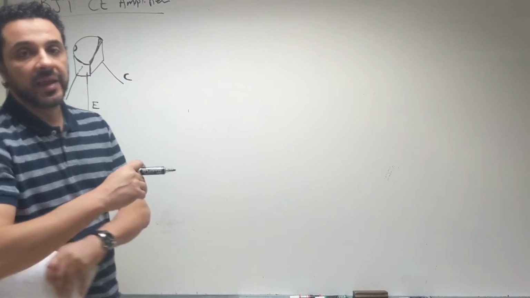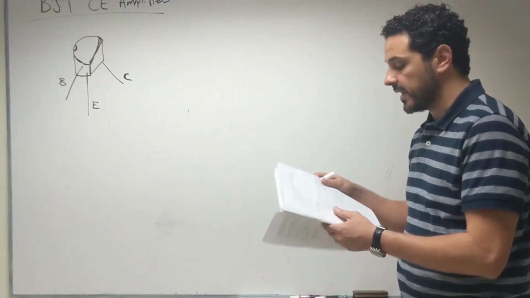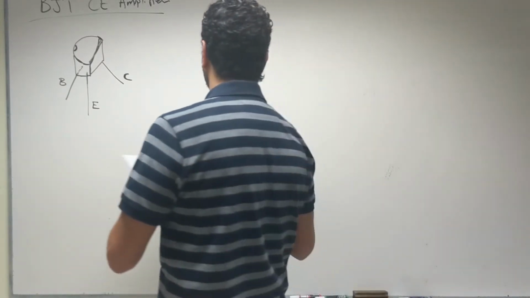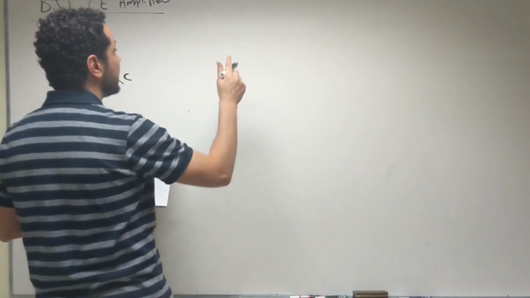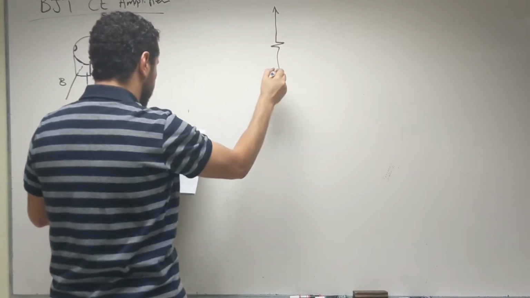So the experiment today, we are going to implement the common emitter amplifier. The first step of the implementation today is we are going to implement the DC circuit, only the DC circuit. So the DC circuit looks like this.